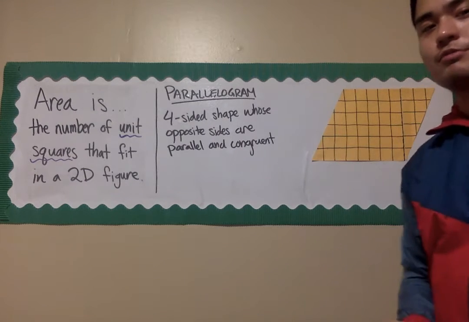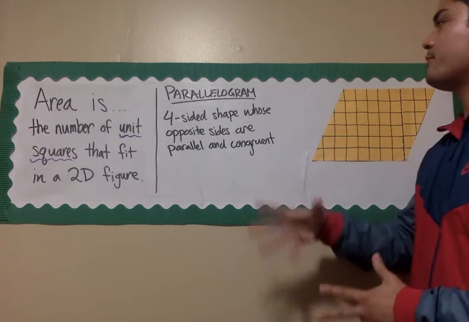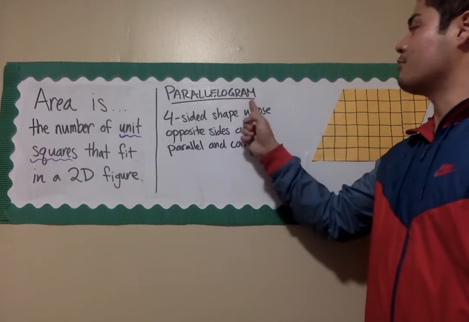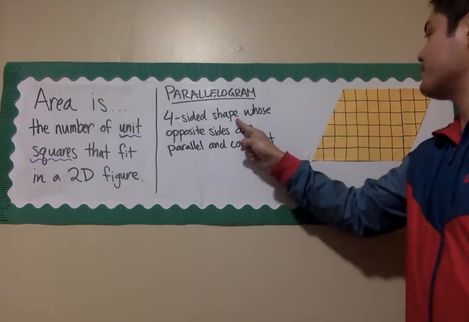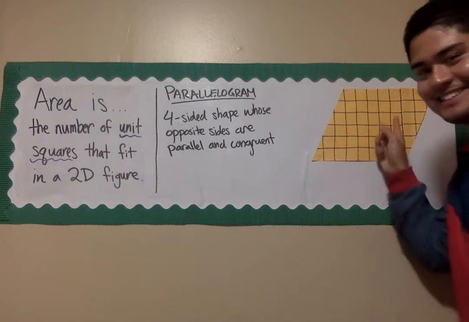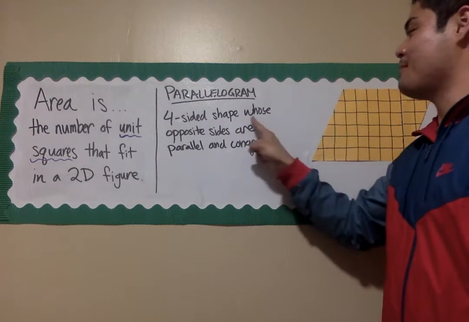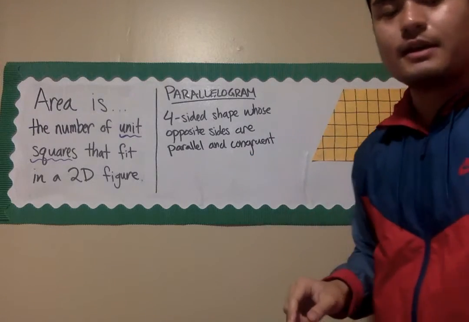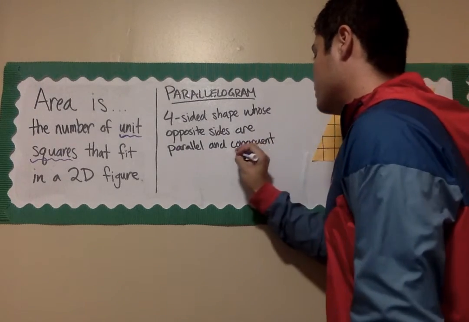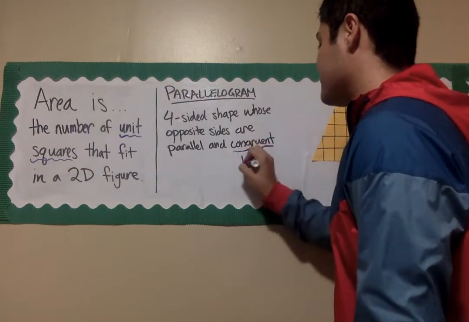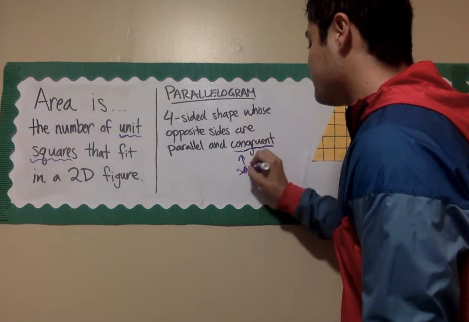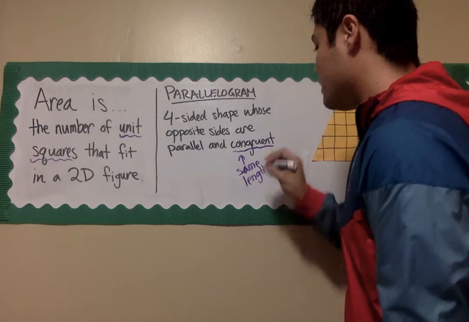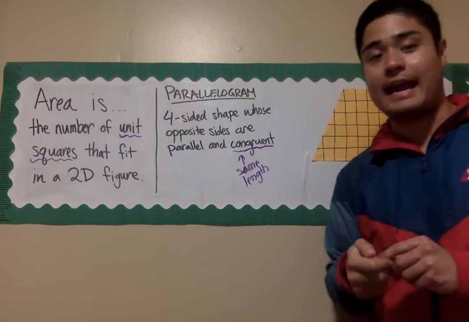So what we're going to do to derive the equation of a parallelogram is first we're going to look at what a parallelogram even is. A parallelogram is a four-sided shape. This shape has four sides. It is a four-sided shape whose opposite sides are parallel and congruent. And in class, you should know that congruent means the same length. The sides have the same length, and they are parallel.